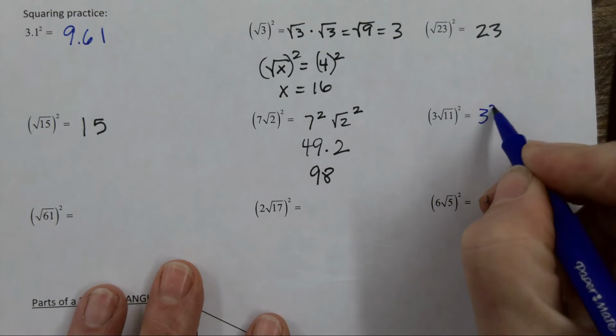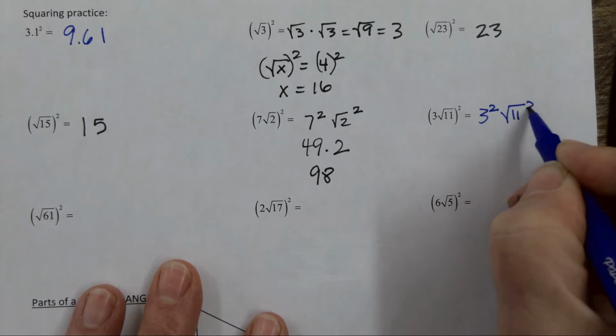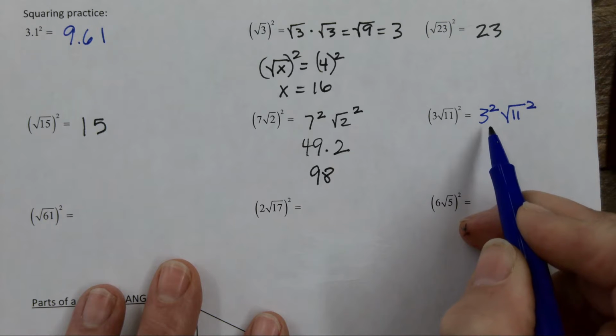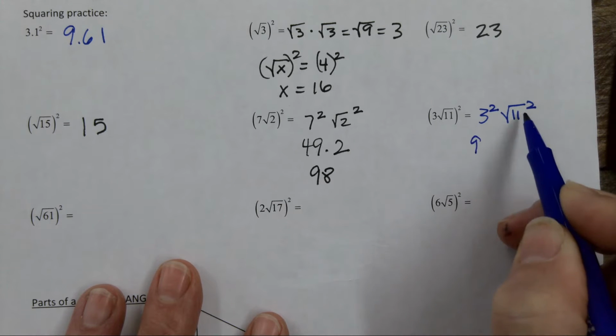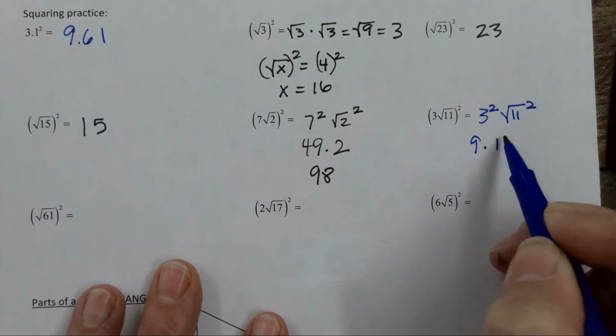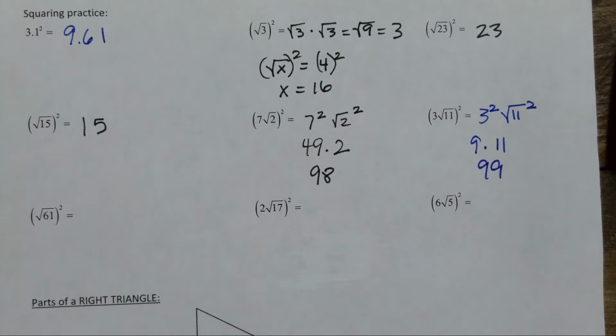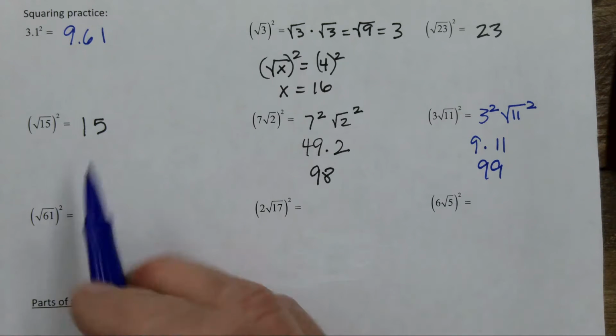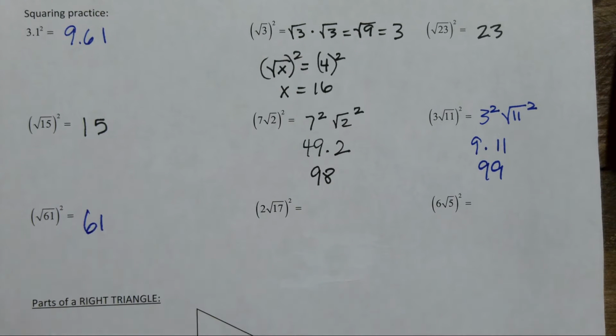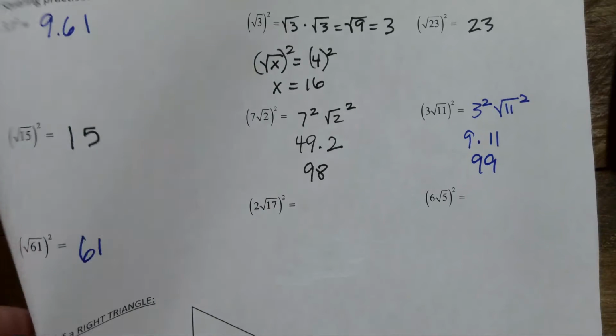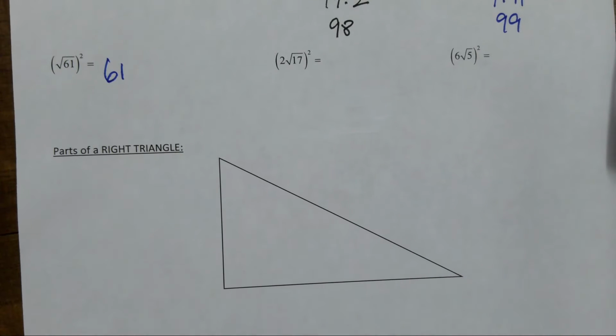3 squared times the square root of 11 squared. What's 3 squared? 9. What's the square root of 11 squared? 11. What's 9 times 11? 99. Beautiful. Easy one. Last two are not so easy. Give them a try, see what you get. We'll check your answers shortly.